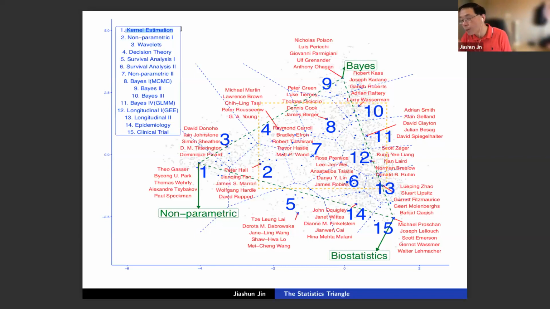Kernel estimation is one of the very popular approaches to non-parametric estimation, and a lot of the work of this person is trying to select the bandwidth of those kernels. Because of this kind of work, bandwidth selection, their impact is mostly in non-parametric statistics, not too much in Bayes, not too much in biostatistics. They fall on the corner.